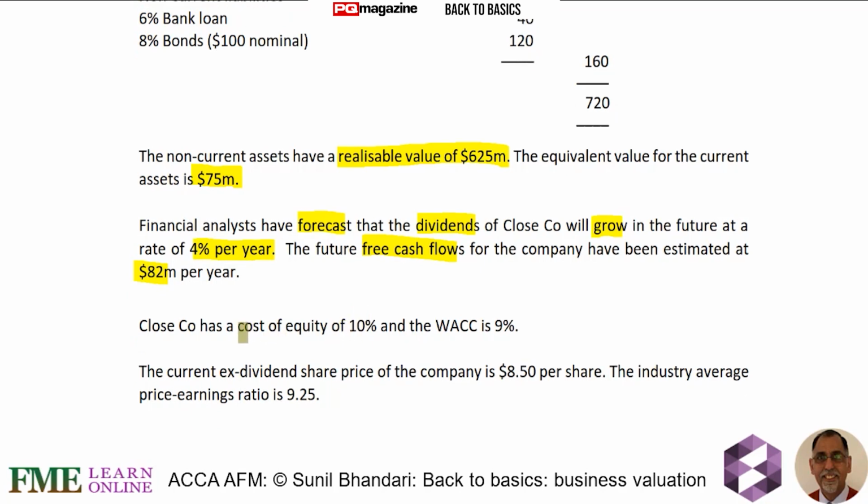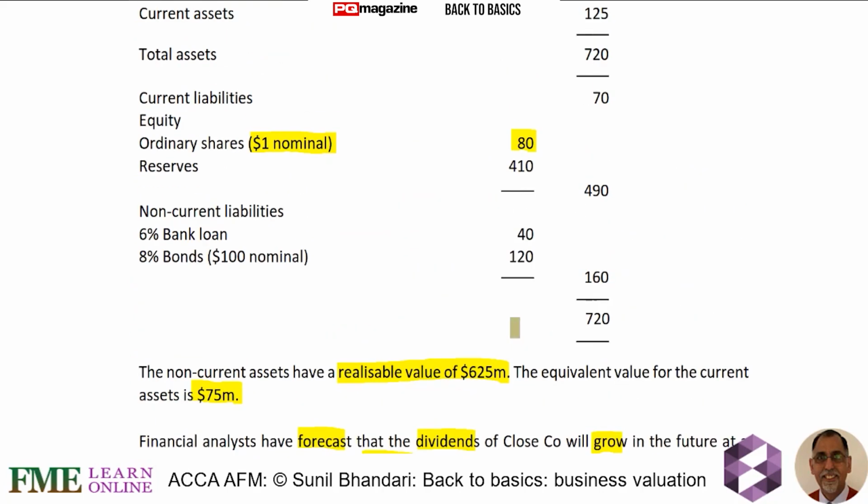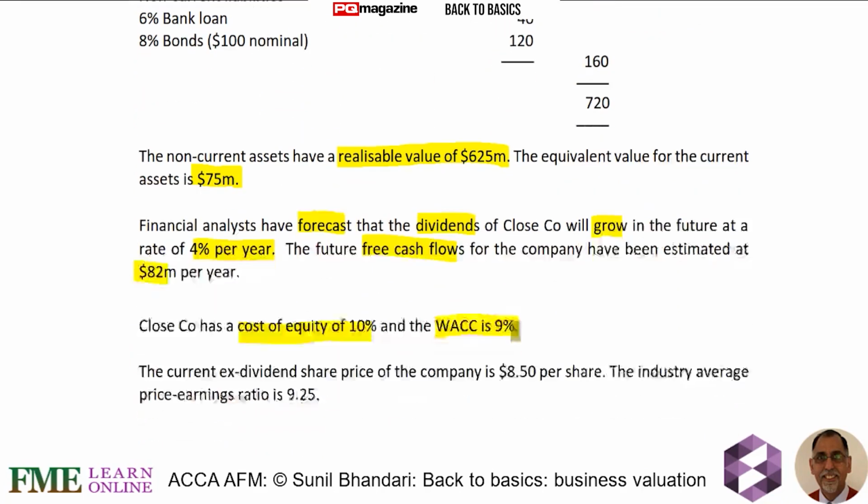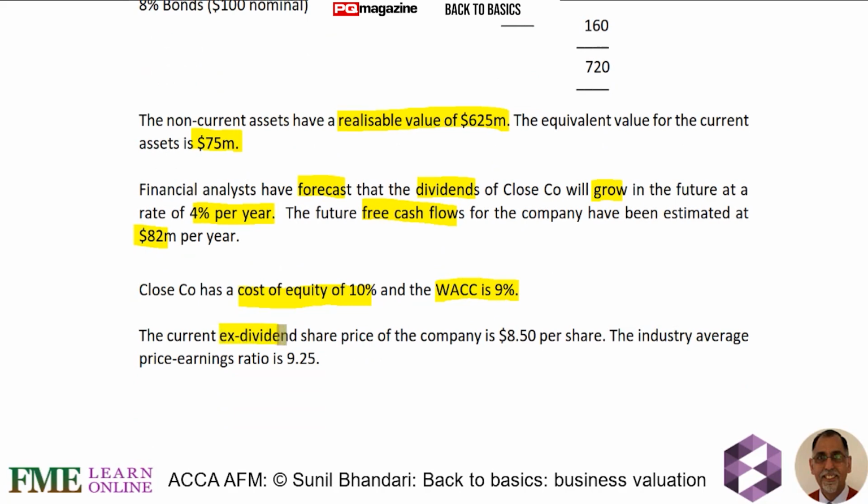We have a cost of equity, which I will need for the dividend valuation model, and a weighted average cost of capital, which I'm going to need for the free cash flow model. I said at the outset that if they are a stock market listed company, we should have an initial share price, and we do. We have an ex-div share price at 8.50. The ex-div point means that the next dividend is not due until 12 months' time, and valuations of companies are based on ex-div share price.